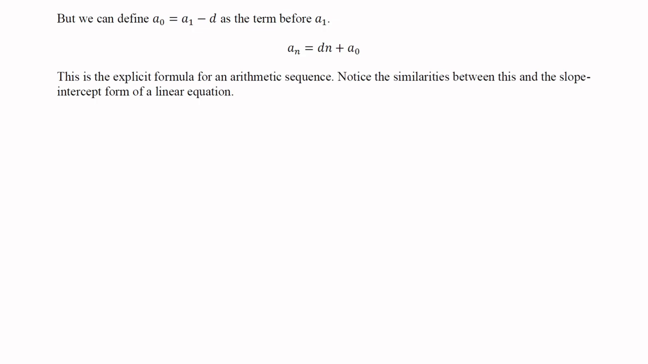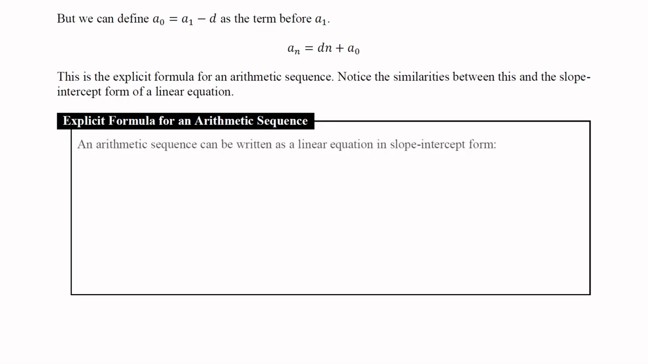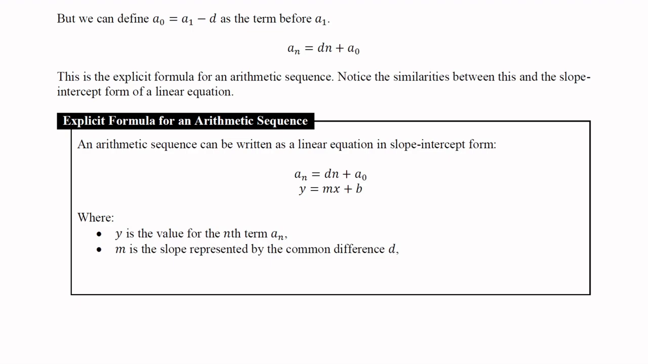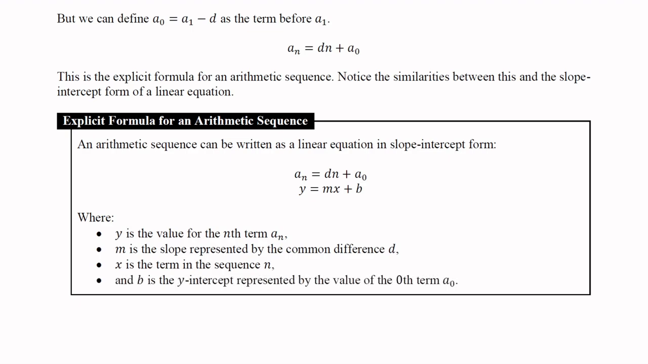And you'll notice the similarities between this and the slope-intercept form of a linear equation, y equals mx plus b, where y is the value for the nth term, a sub n, m is the slope represented by the common difference, x is the term in the sequence n, and b is the y-intercept represented by the value of the 0th term, a sub 0.